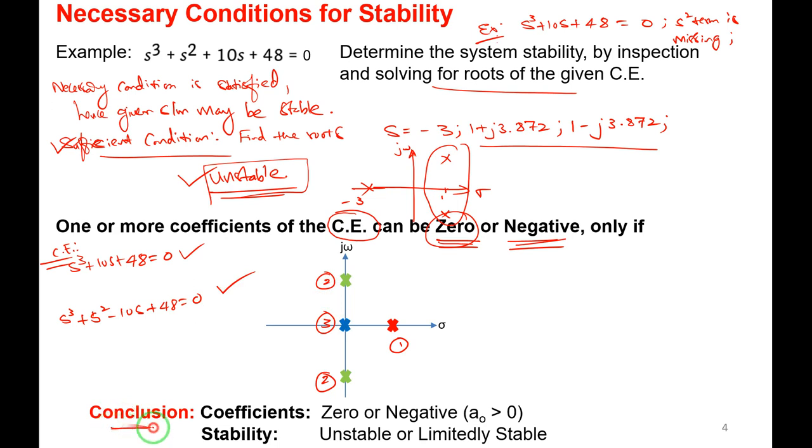Finally, the conclusion we will make: the coefficients can be 0 or negative, and the system is either unstable or limitedly stable. If the roots are repeated on the imaginary axis, the system is unstable. But if non-repeated roots are present on the imaginary axis, the system is limitedly stable or marginally stable. If the roots are located on the right of the S plane, the system is unstable. So whenever the coefficients are 0 or negative, the system can be either unstable or limitedly stable. Please keep this in mind, right?